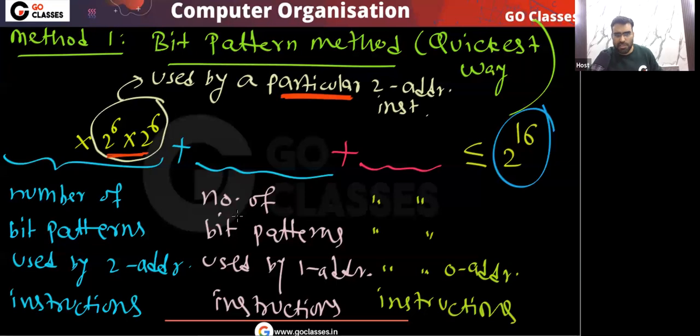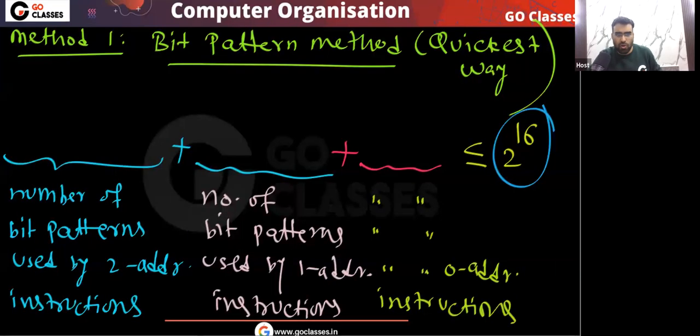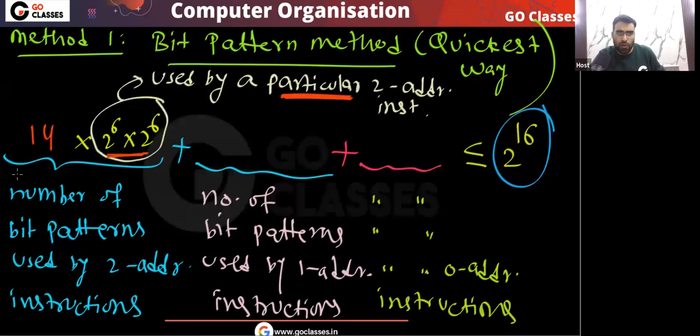And how many 2 address instructions do we want? We want 14 double address instructions. Yes or no? So this is what we want, a total of 14 double address instructions. Now you tell me, how many bit patterns will be used by one address instructions? If you take a particular one address instruction, then what will happen?